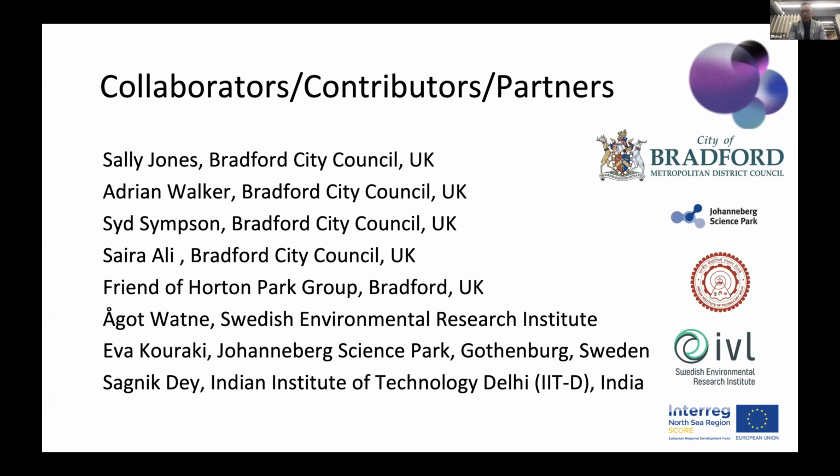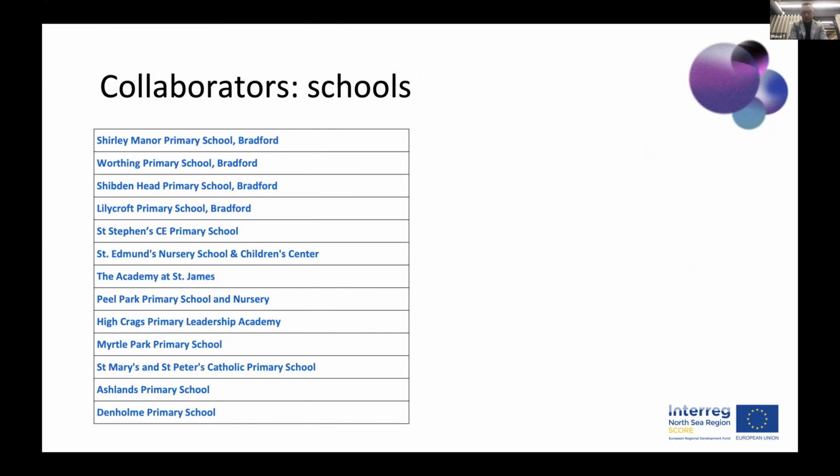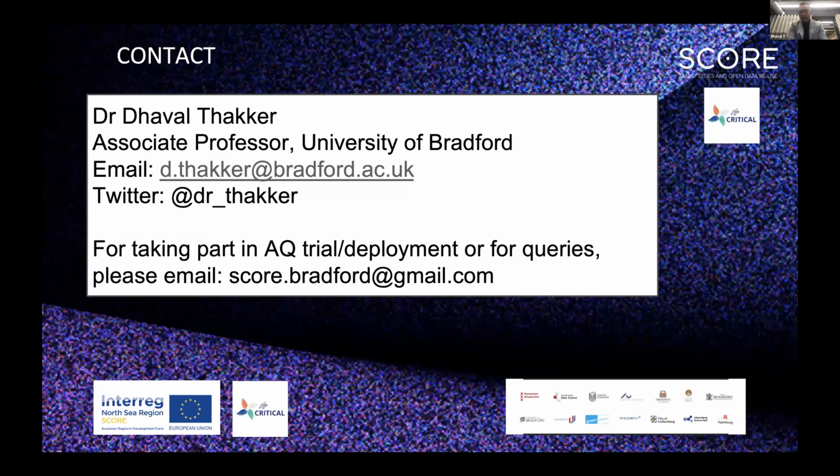These are the collaborators, contributors, and partners in the project, and these are the schools which have worked with us in deployment of the sensors. And in terms of contact details, it would be myself. There is an email address and the Twitter account listed here.